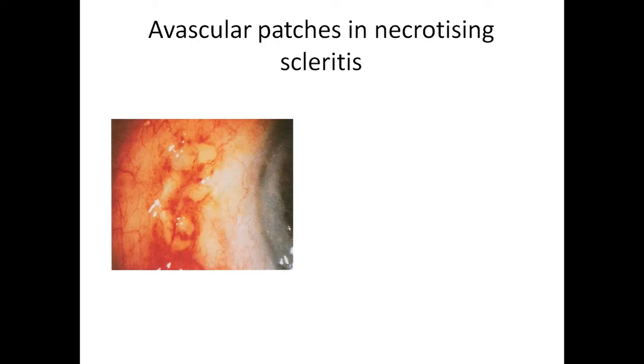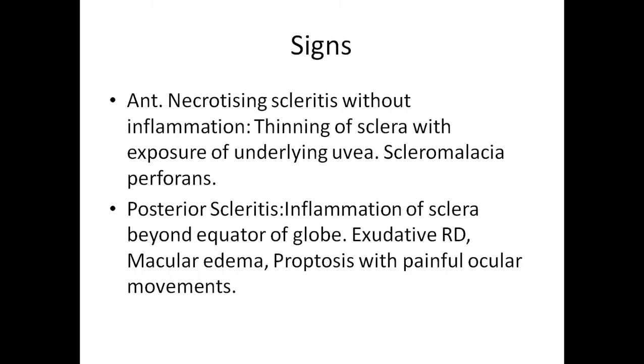Avascular patches in necrotizing scleritis. Now you can see the white patches are avascular patches. Necrosis of the sclera will occur, and if this progresses, it will lead to exposure of the uveal tissue, that is, the ciliary body and choroid will get exposed. In anterior necrotizing scleritis without inflammation, thinning of the sclera with exposure of the underlying uvea is known as scleromalacia perforans.